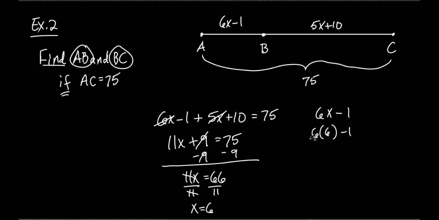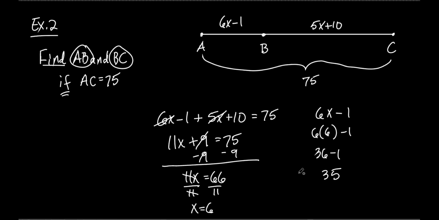Where did I get that 6? Because x is equal to 6. All right? The first 6 was just in the little formula there. What's this? 6 times 6 is 36 minus 1 is what? 35. So what's equal to 35?